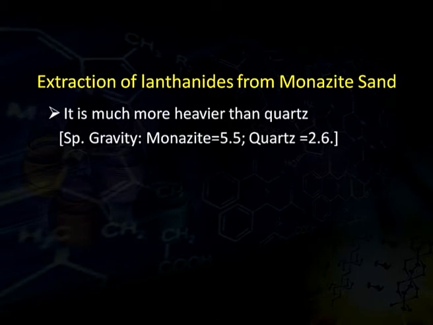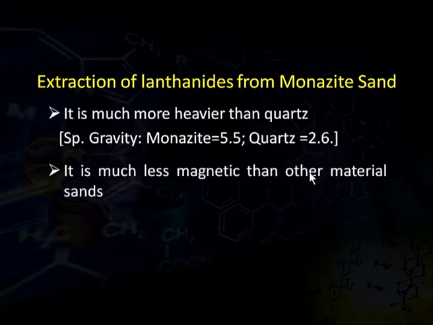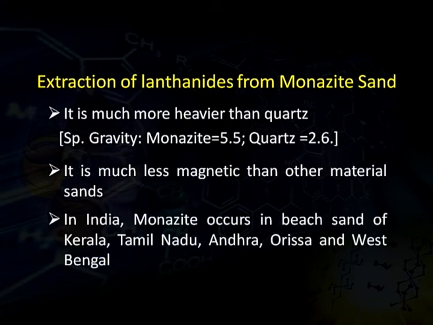If you compare the specific gravity, the specific gravity of monazite is 5.5 and that of quartz is 2.6. So, it is much heavier as compared to quartz. It is much less magnetic than other material. In India, monazite occurs in beach sand of Kerala, Tamil Nadu, Andhra, Orissa and West Bengal.